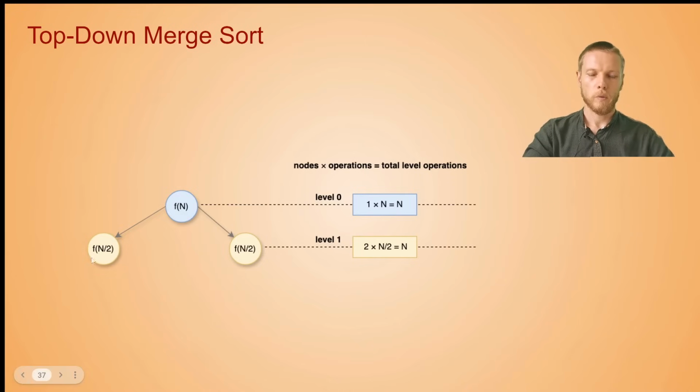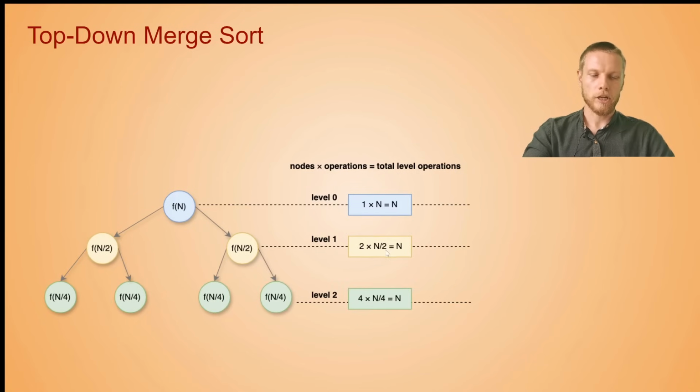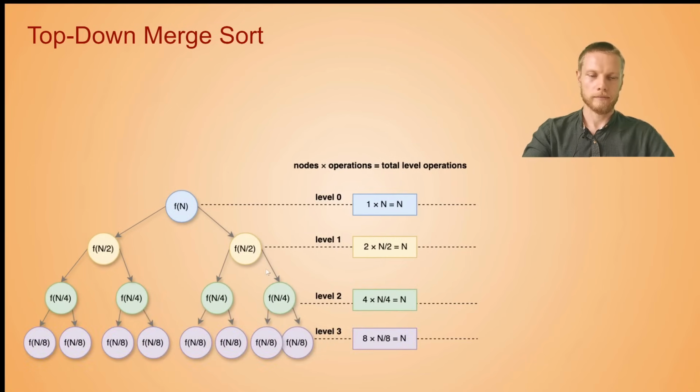On the second level we have two nodes, but each of them has only n divided by 2 operations. So if we multiply them together, then anyway on this level we will have n operations. And the same situation is with all other levels. So basically we see that the amount of operations on each level is n. It needs to be said that the exact amount of operations might be a bit different, but I'm talking about asymptotic approximation. And in this we don't care about constants, and we can consider that we have just n operations on each level.